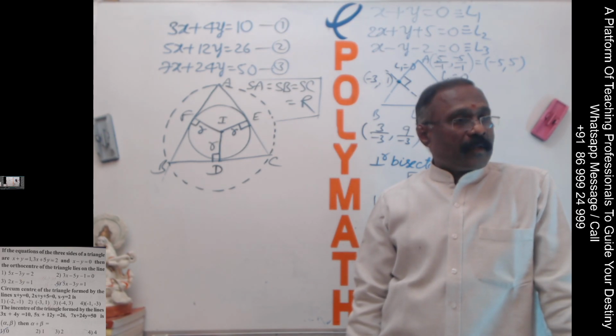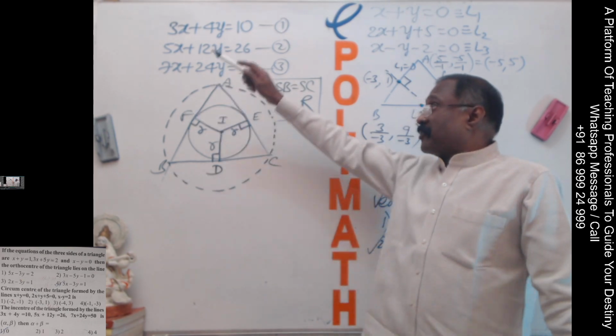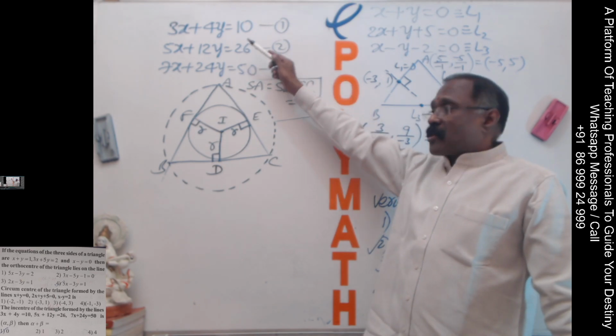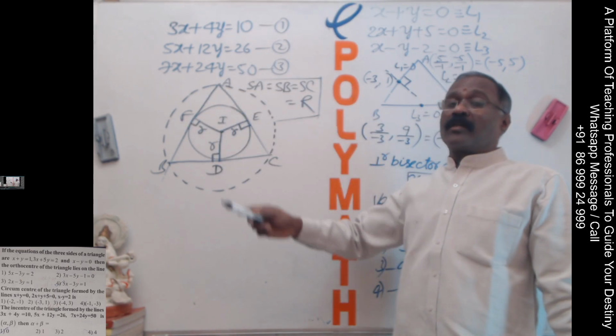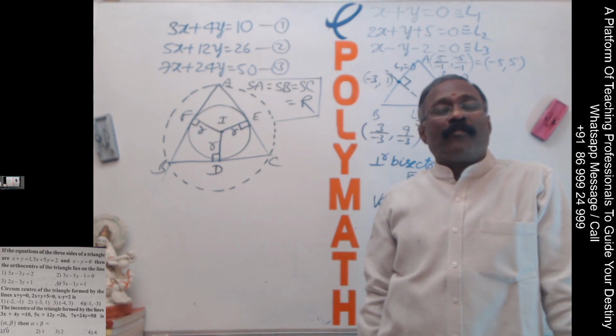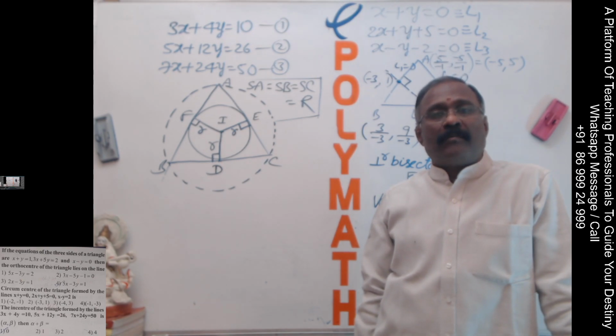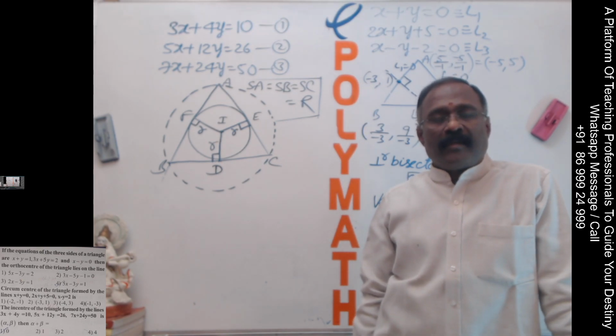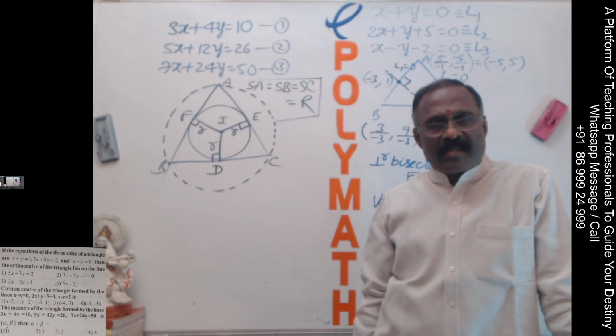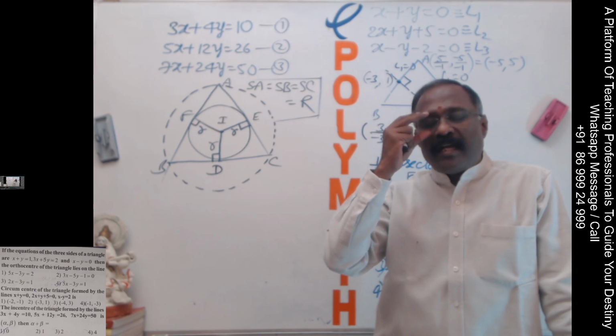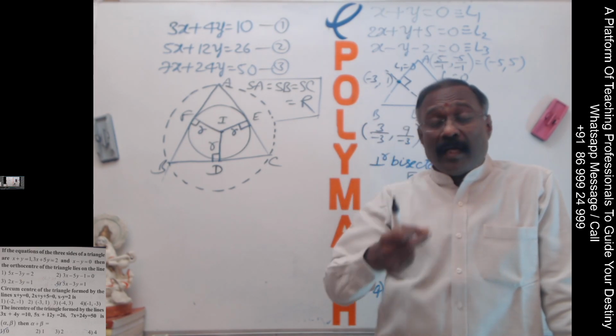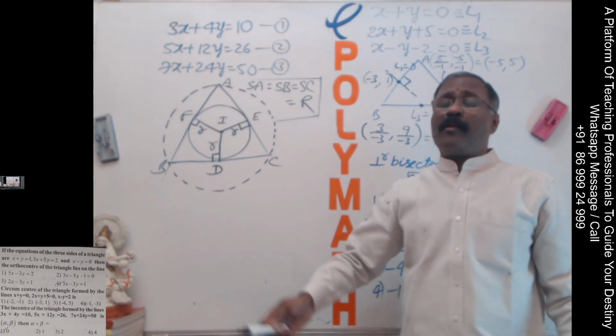I repeat this. These are the 3 lines given, 1, 2, 3. These are forming a triangle. If you want to find out the incenter, if you want to apply the formula, that will become more than a long answer question, because you have to find out all the 3 vertices A, B, C, and you have to find out the lengths of the sides, and then only you can apply the formula. If it is to be done, it is very, very lengthy.